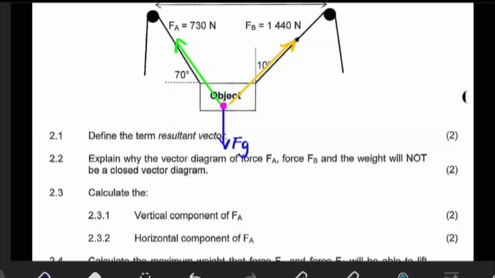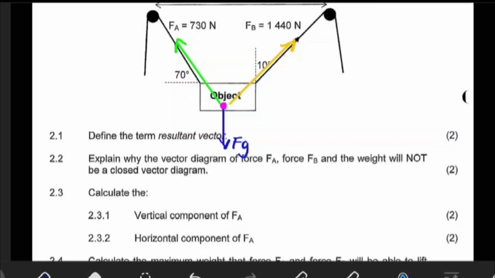Now for 2.1, we need to define the term resultant. We have done this in previous papers, so I'm just going to mention it here, but going forward I can mention it, but I'm not going to write it down. So we know that a resultant vector is a single vector having the same effect as 2 or more vectors added together.